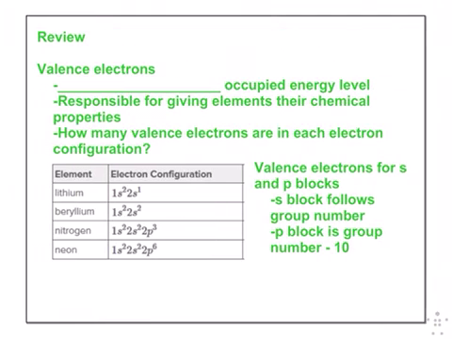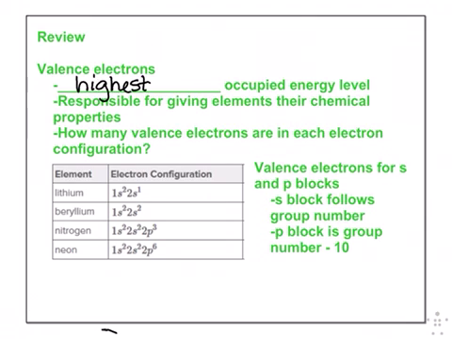So reviewing here, we start with valence electrons because valence electrons are the ones responsible for making ions, whether it's a cation or an anion. Valence electrons are the electrons that are in the highest occupied energy level. And they're responsible for giving elements their chemical properties. So it doesn't really matter how many electrons they have. What matters is how many electrons are in that outer orbital.